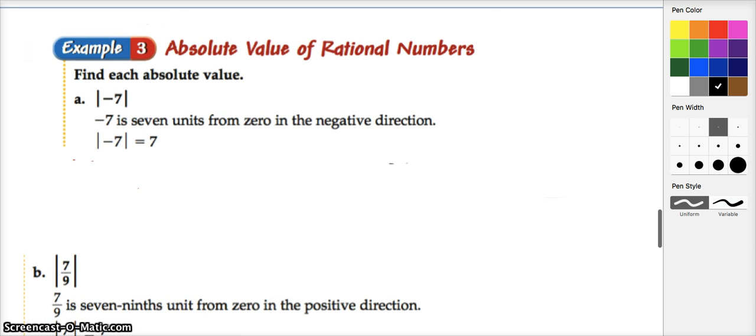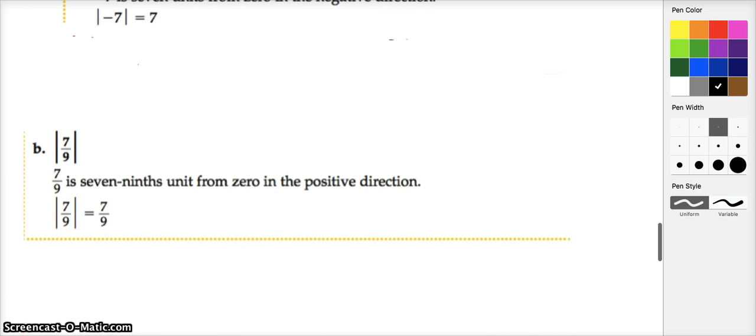So when I made this handy template for the lesson, I didn't take out the answer, so I'm just going to talk about it because it's not that deep. Find each absolute value. The absolute value of negative 7. So negative 7 is 7 units from 0, therefore the absolute value of negative 7 is 7. And then similarly, 7/9. 7/9 is 7/9 units from 0, therefore the answer is 7/9.